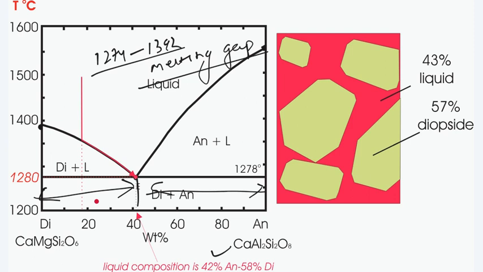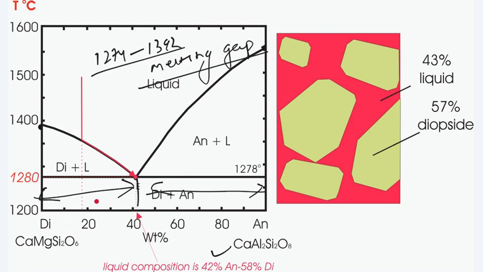So that is your equilibrium crystallization, equilibrium melting and fractional melting. In fractional melting, because of the removal of the liquid, you will have a pure phase. That will create a melting gap. That is the significance of fractional melting.